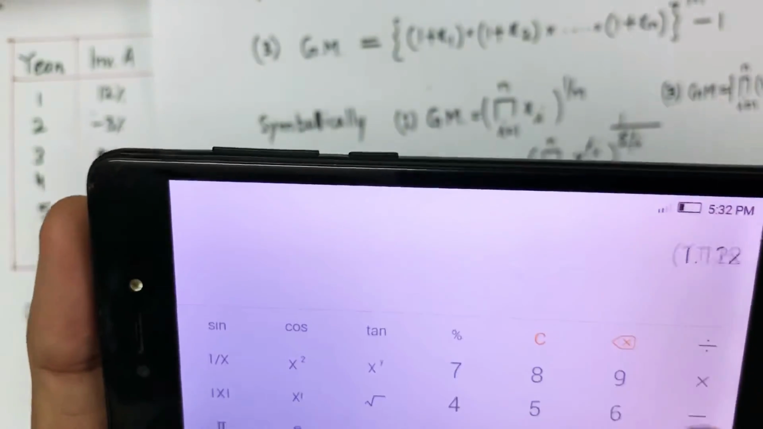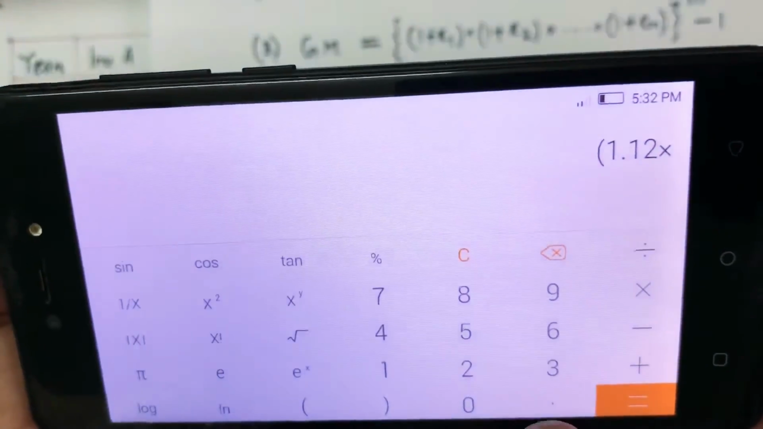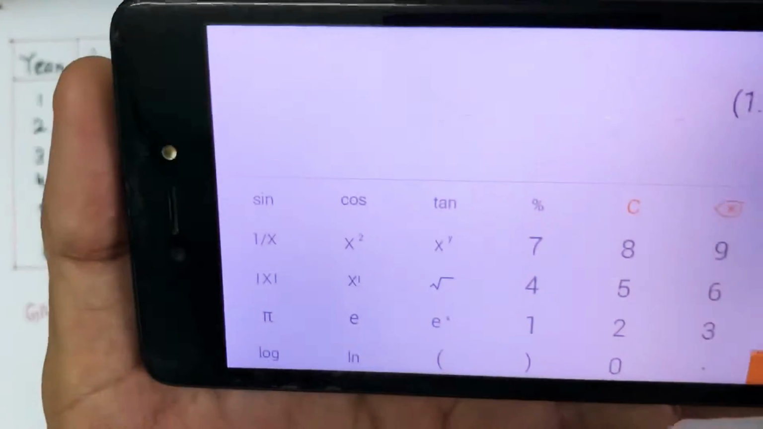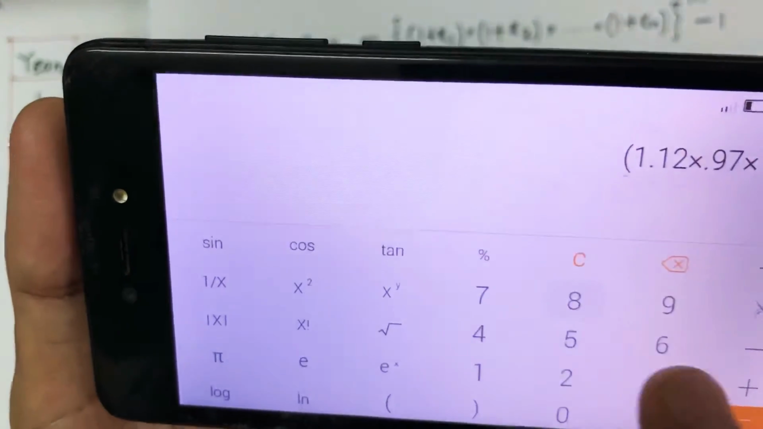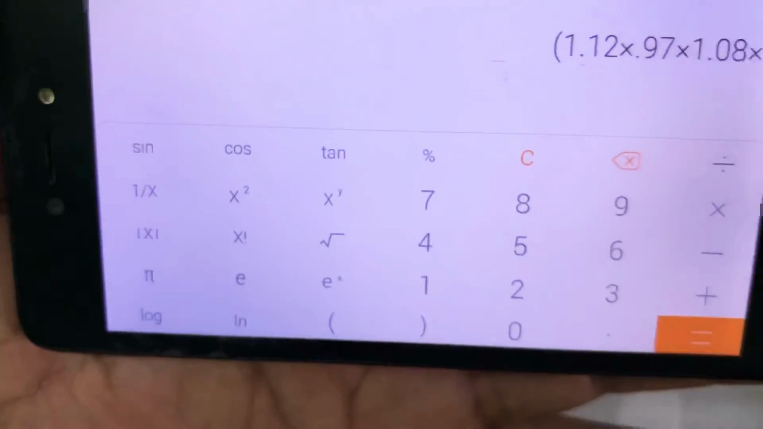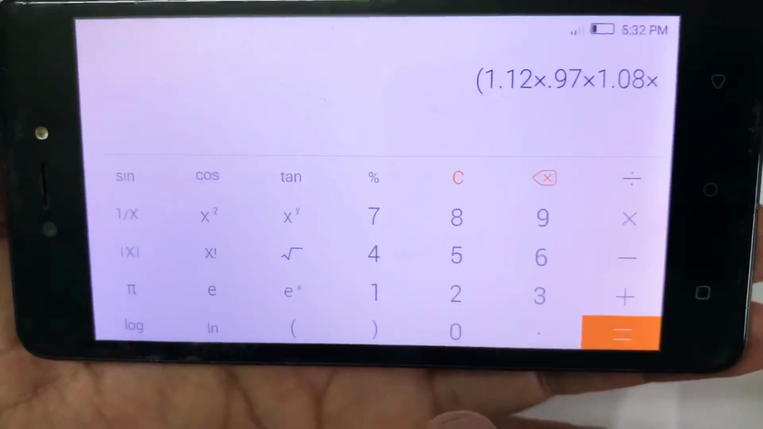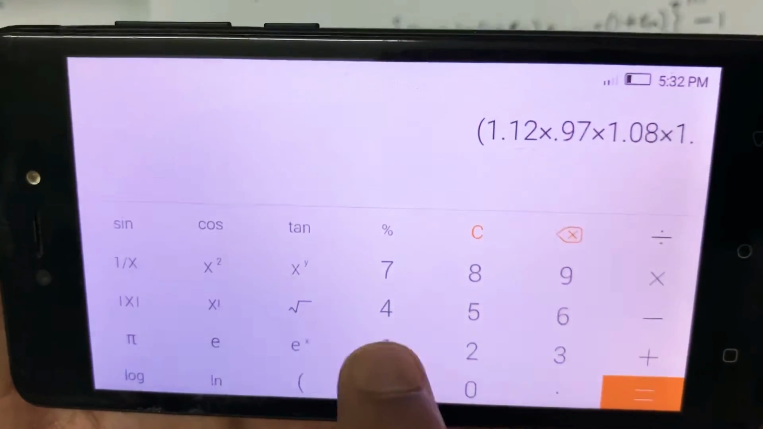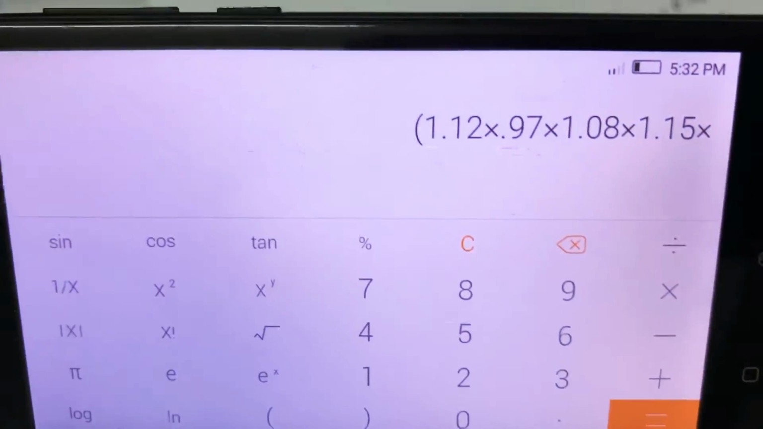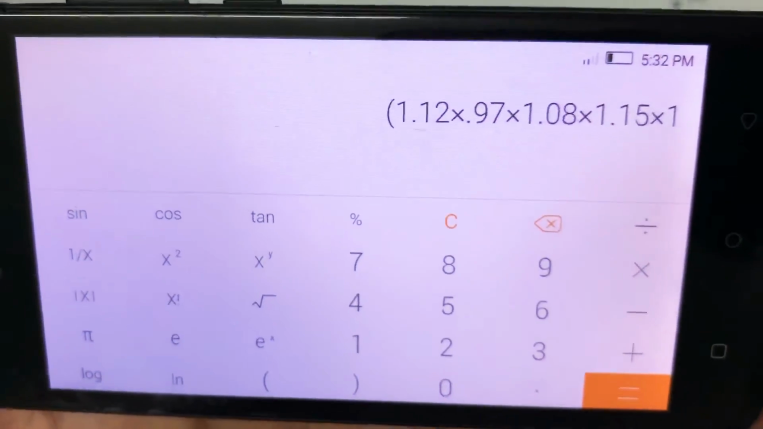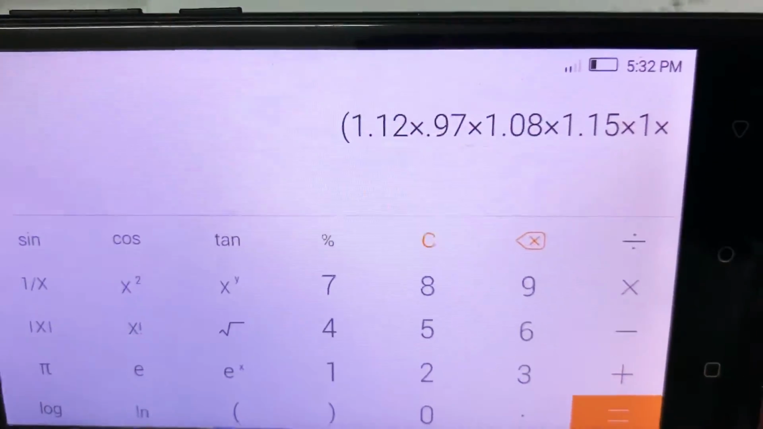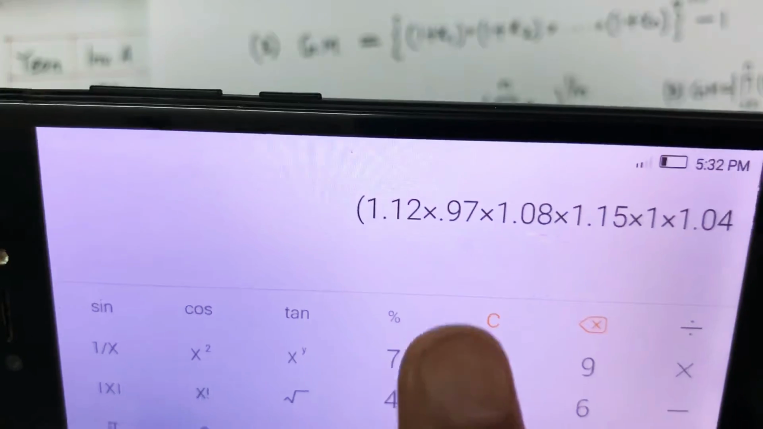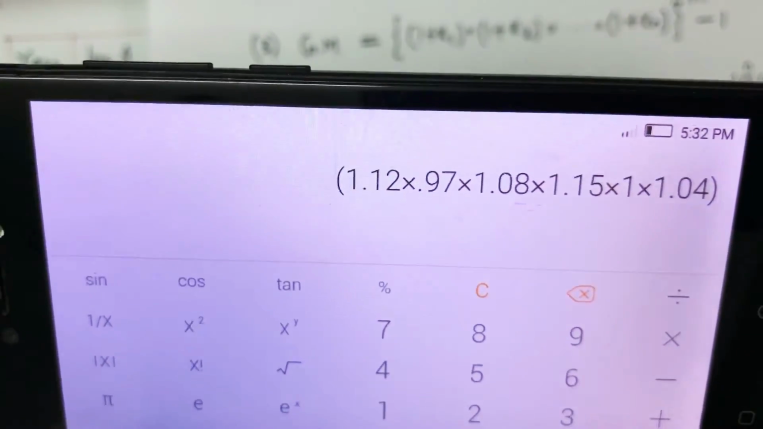1.12 times 1 minus 0.03, which is going to be 0.97, and then the next term is 1 plus 0.08, so it is going to be 1.08, times the next term, 1 plus 0.15, so it is going to be 1.15, and times the next term, 1 plus 0, so it is going to be 1, and then the next term is 1 plus 0.04, so it is going to be 1.04. 1, 2, 3, 4, 5, 6, I have included all 6 terms.